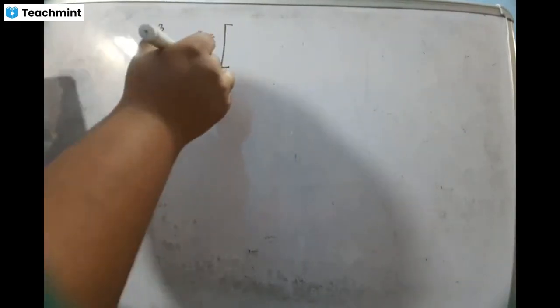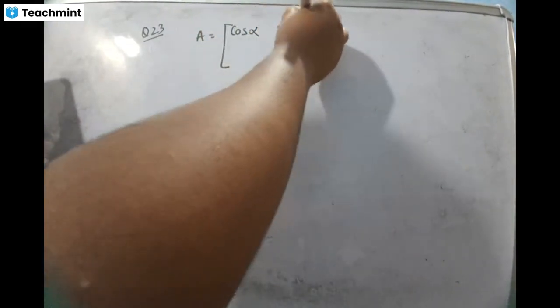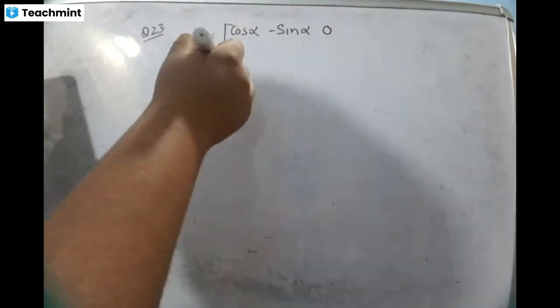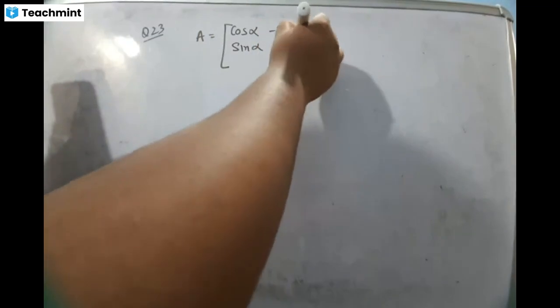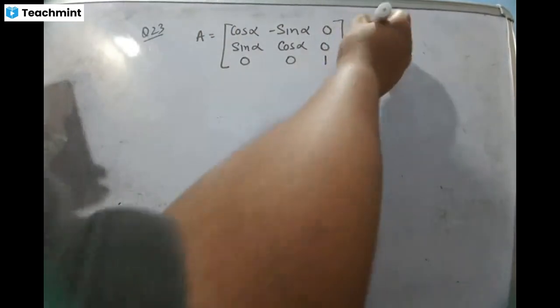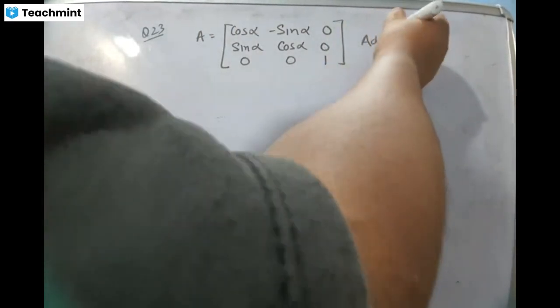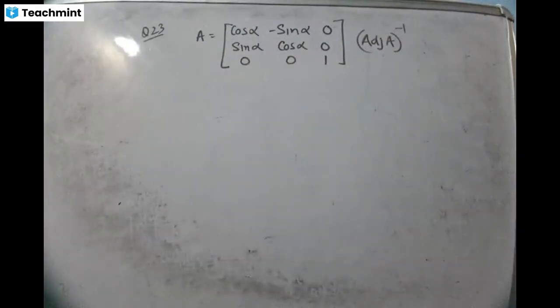Okay. This is question number 23, everyone. Question number 23 says capital A is the matrix with rows cos alpha, minus sine alpha, 0; sine alpha, cos alpha, 0; and 0, 0, 1. So you have to find the inverse of the adjoint. So, the inverse of the adjoint.